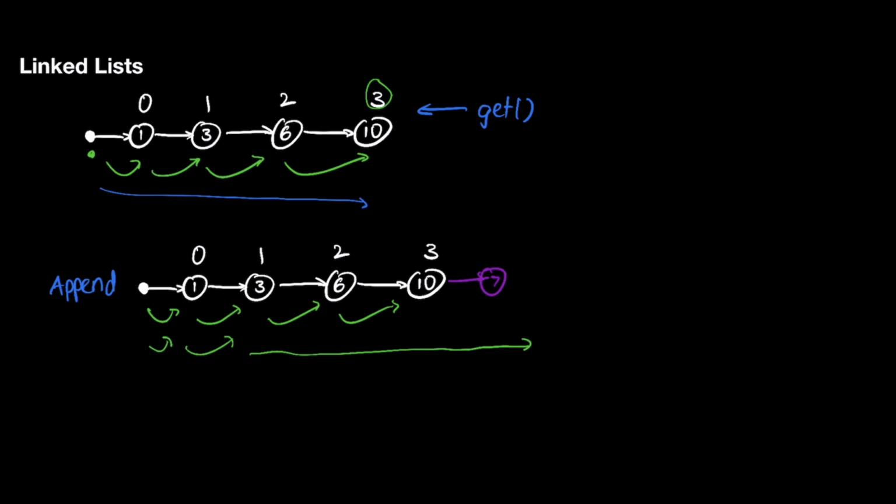And then I can add a new connection. And that might be an 8. So that's append. Now what about insert? What if I want to insert in between two items that are existing in my linked list?